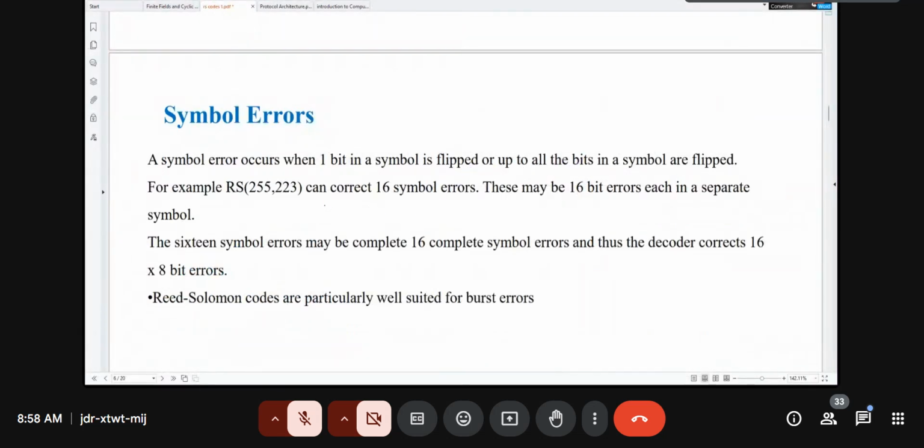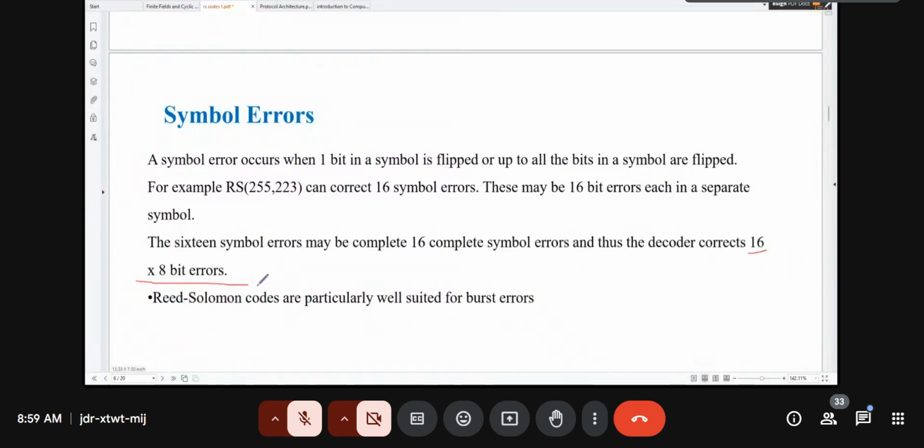So symbol errors can occur when one bit in a symbol is flipped, or up to all the bits in the symbol is flipped. I think I've talked about this. When you talk about symbol error, it can just be one bit in that symbol, or it can be all the bits. For example, the 255, 223 can correct 16 symbol errors.